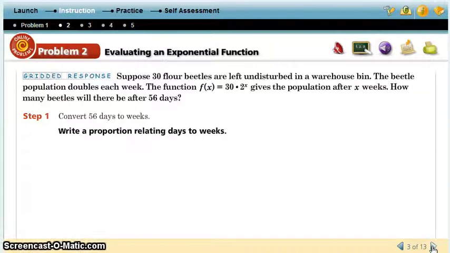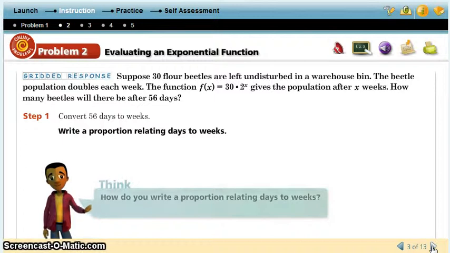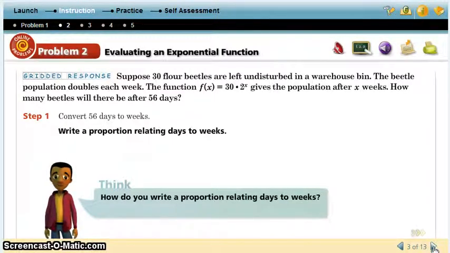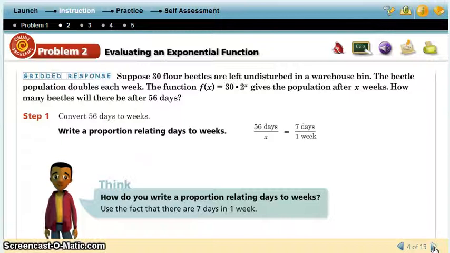Write a proportion relating days to weeks. How do you write a proportion relating days to weeks? We've written several proportions. Think about setting up ratios and then setting the two ratios equal to each other to set up your proportion. Use the fact that there are 7 days in 1 week. So the ratio 56 days to x weeks equals the ratio 7 days to 1 week. Now write the proportion without units.